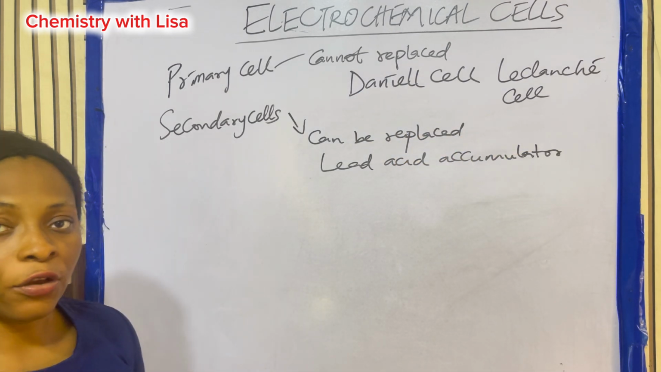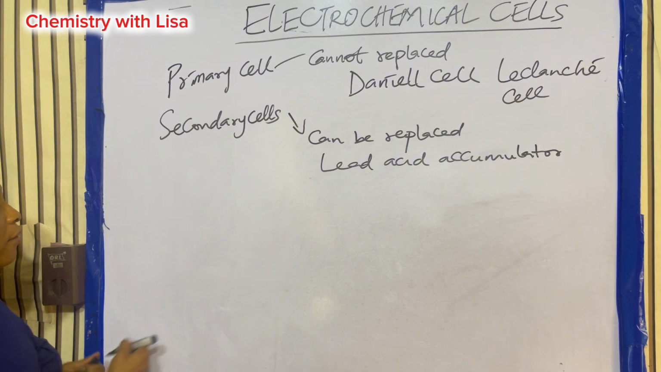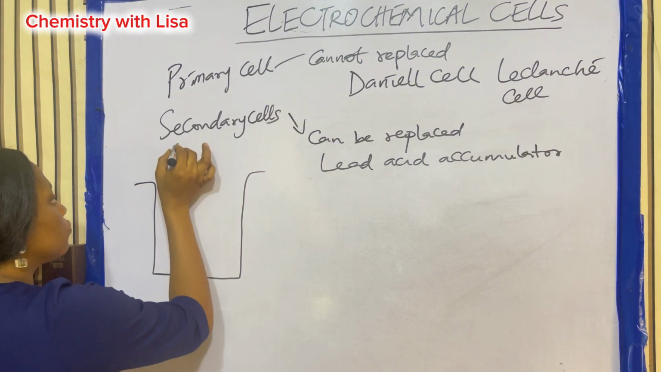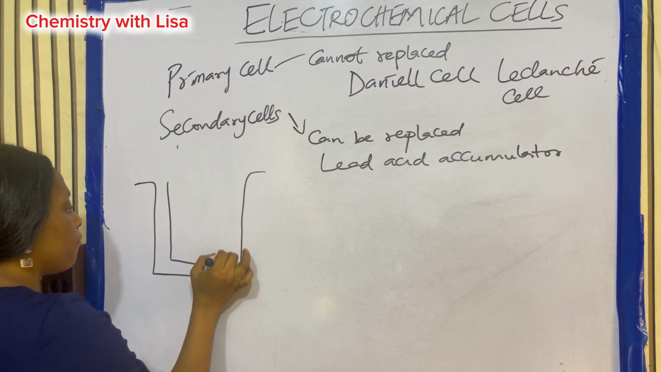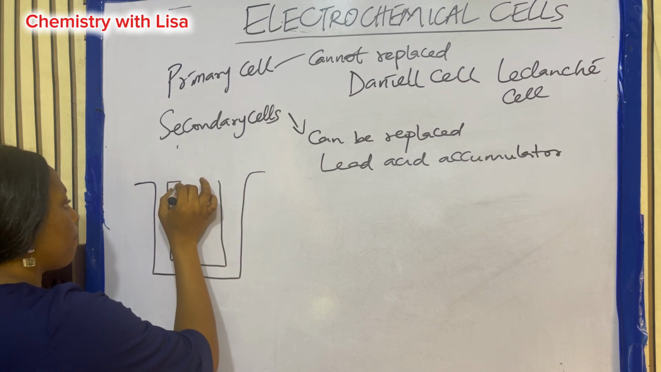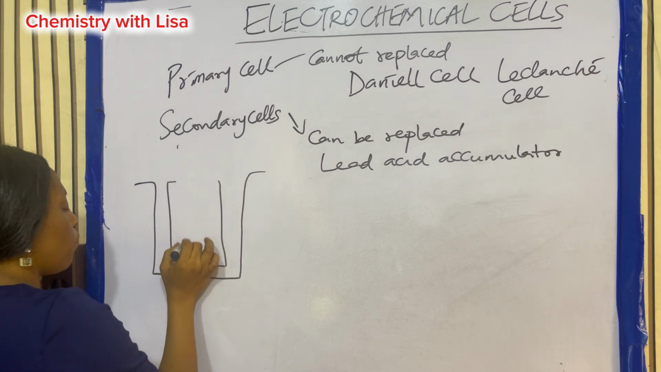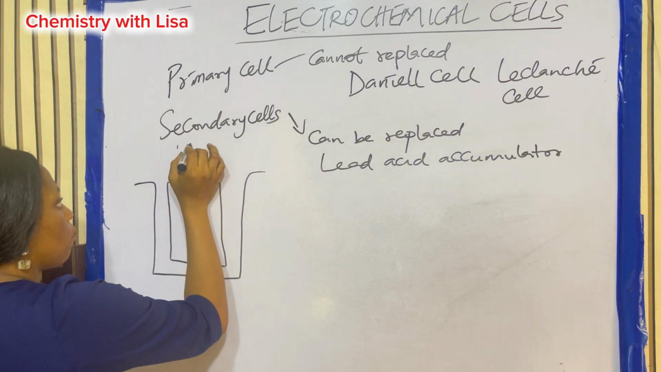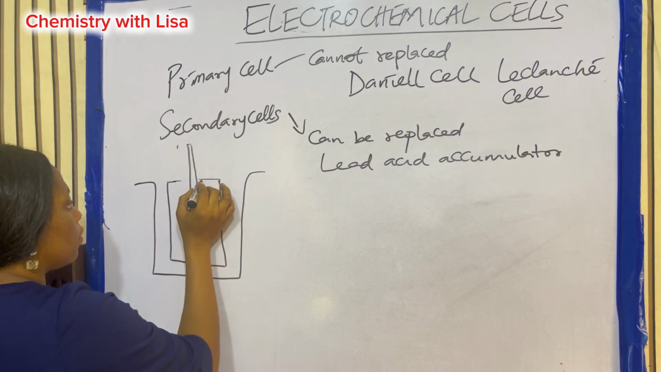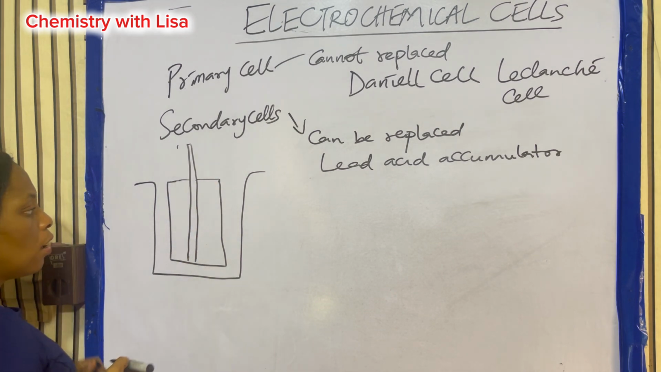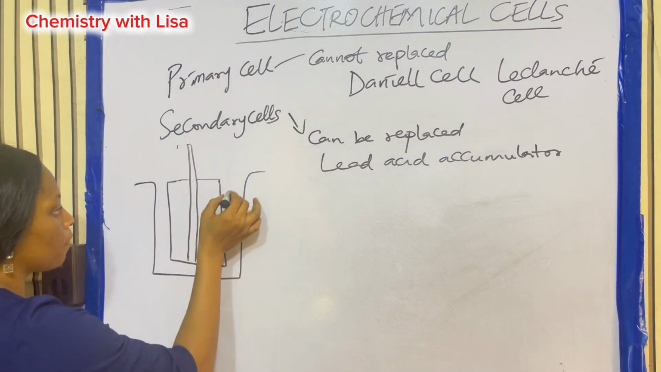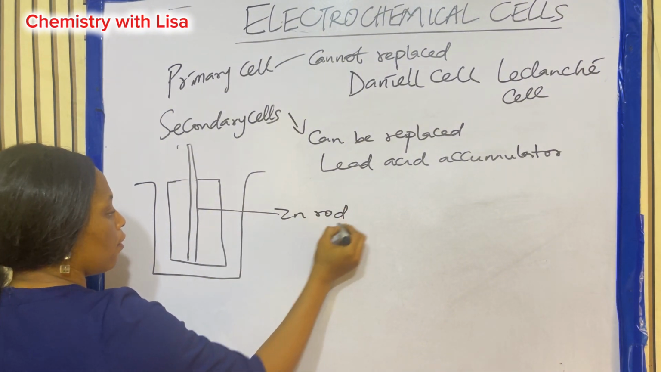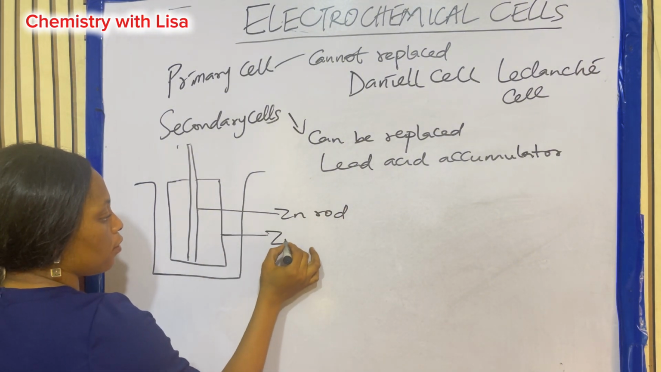So for today's class, we'll be looking at examples of cells, which are Daniell cell, Leclanche cell, and the lead acid accumulator. So the Daniell cell is made up of two electrodes. We have what we call the zinc electrode. This is zinc rod and this is what? Zinc container.